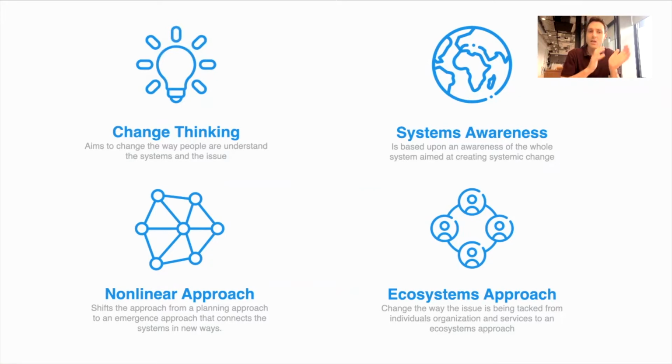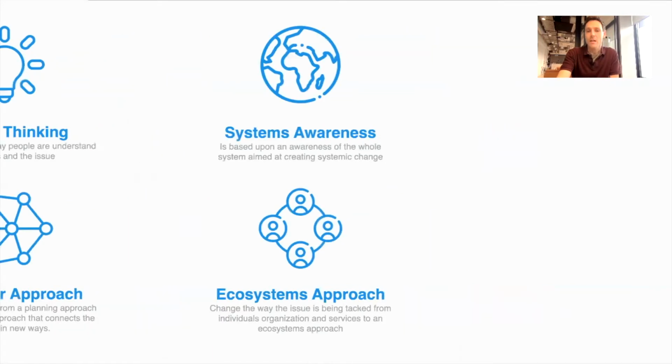We'll talk about changing mental models and paradigms, very important. Systems awareness, it's a kind of change that comes from an awareness of the whole system and is aimed at changing that. Non-linear approach, it's an emergent, non-linear, networked approach. And finally, ecosystem approach, so it's about bringing different actors across the system together to collaborate in an ecosystem to change that system.